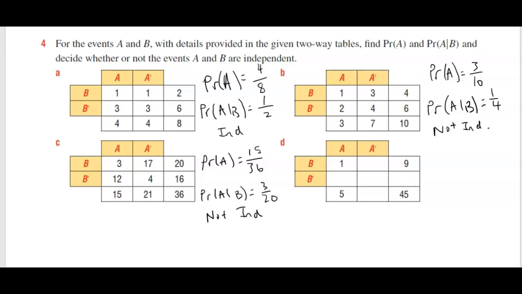Here we need to complete the two-way table first. So remember, your columns all have to add up and your rows all have to add up. So we just need to complete this. There we go. All right, probability of A is 5 over 45, which is 1/9 if you wanted to do that. And the probability of A given B is 1 over 9, so they are the same. So they're independent. Okay, so A and D are independent.